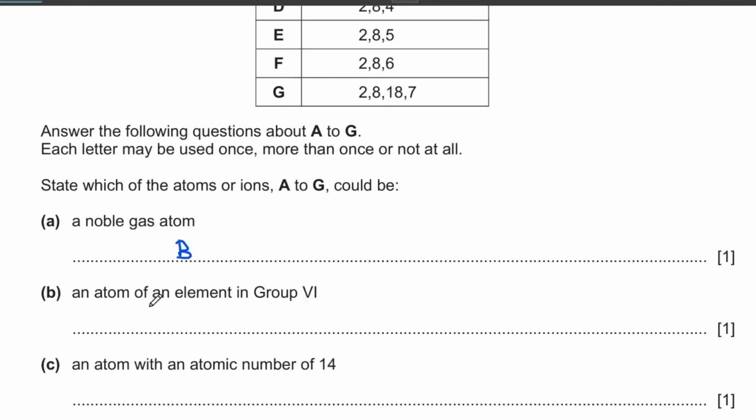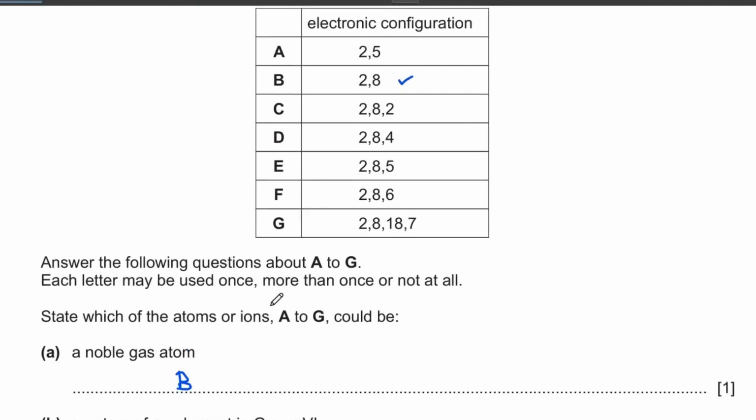Next, an atom of an element in group 6. Now, we know that the number of electrons in the outer shell determines the group that an element belongs to. So here, we are looking at an element with 6 electrons in the outer shell, which is F. So our answer is this.